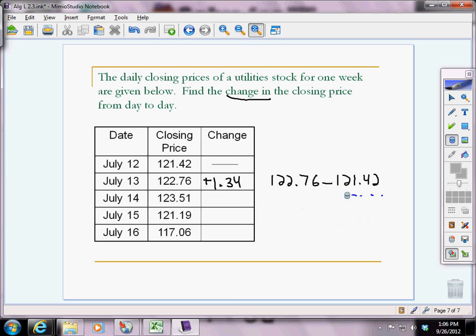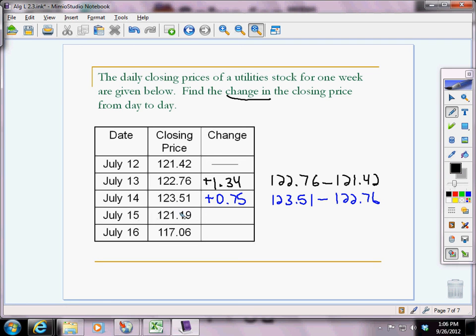If we look at the next one, you're going to do the same thing. If I want to find the change for this date, I'm going to take where it is now, $123.51, and I'm going to subtract what it was the day before, $122.76. When you subtract that, you're going to see that there's an increase of 75 cents. Again, normally we don't put plus signs, but since we're talking about stocks, they usually do have positive and negative values.